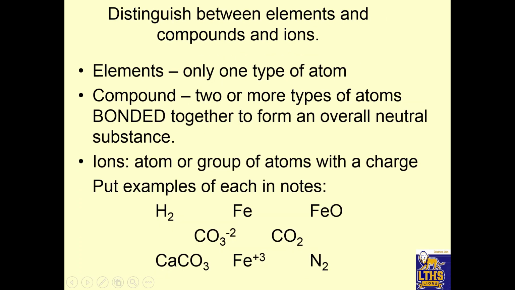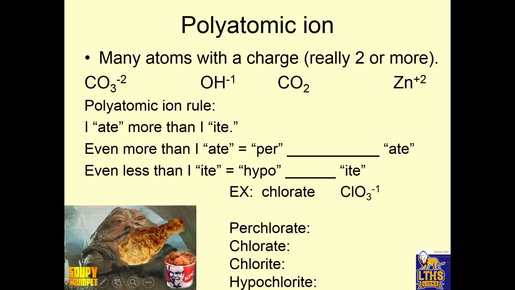Okay. So between elements, compounds, and ions: elements are only one type of atom, compounds are two or more types of atoms bonded together, but they're neutral. And ions are an atom or group of atoms with a charge. So, what's this? Element, because it's the same type of atom. This one, compound, because there's two kinds of elements and there's no charge overall. This one, two kinds of elements, but it's got a charge, so it's an ion. This is a compound, because it's got more than one. This is an ion. This is a compound. This is an element.